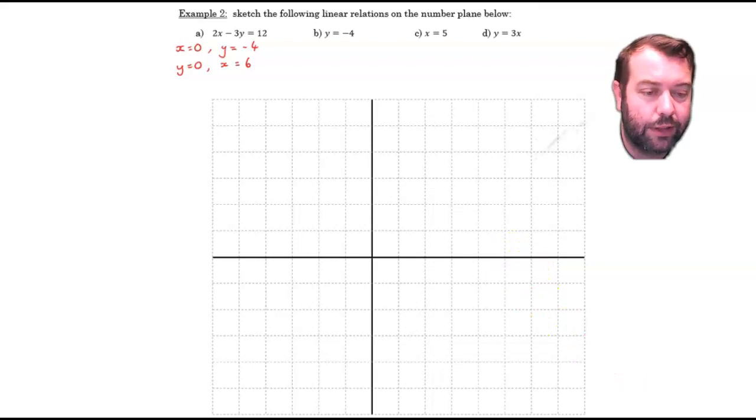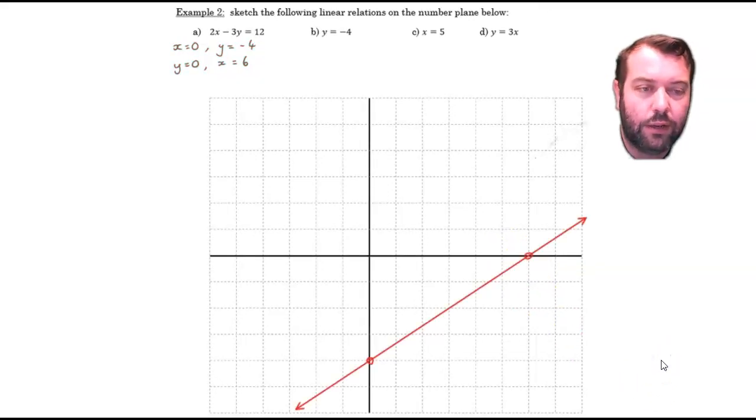I should probably label these things, but I've got a feeling I didn't. Indeed I did not, which is not very sound. But anyway, there's our 2 points and a line going through them.